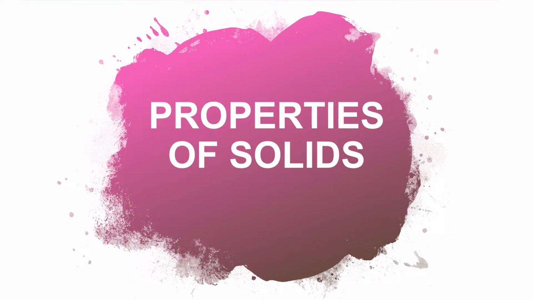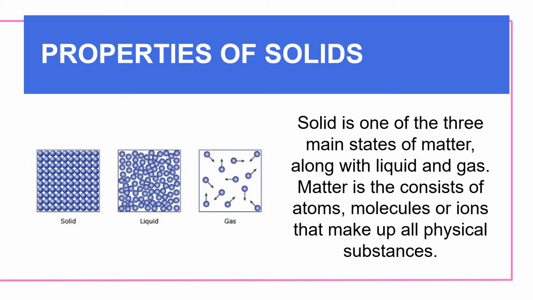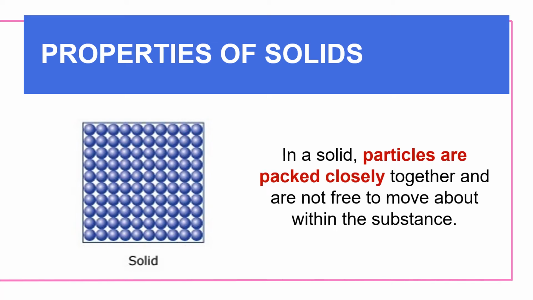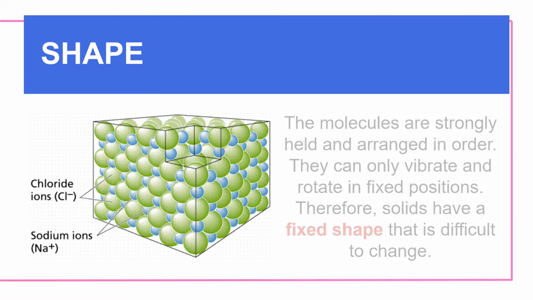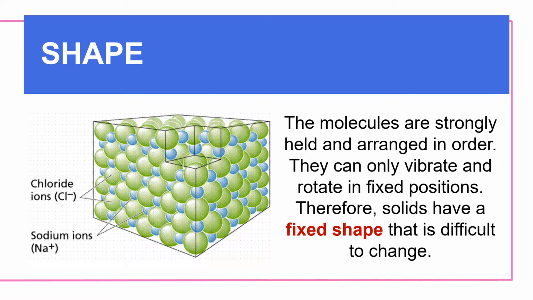Let's start with the properties of a solid. Solid is one of the three main states of matter, along with liquid and gas. Matter consists of atoms, molecules, or ions that make up all physical substances. In a solid, particles are packed closely together and are not free to move about within the substance. The molecules are strongly held and arranged in order. They can only vibrate and rotate in fixed position. Therefore, solids have a fixed shape that is difficult to change.